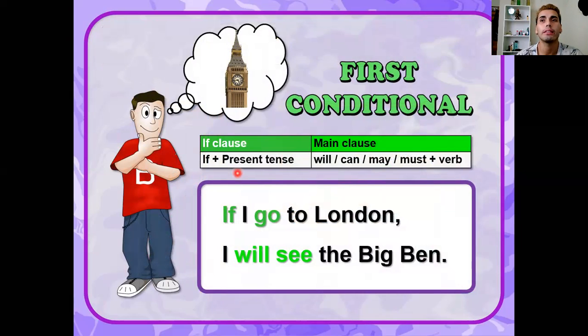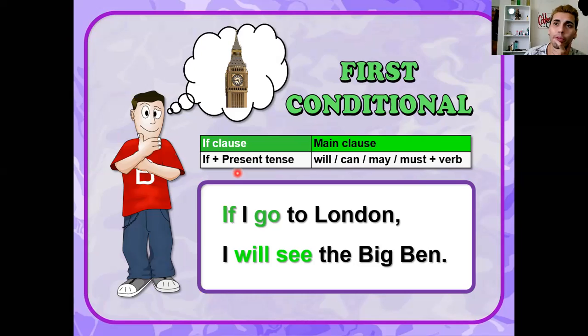First conditional, of course, it's a combination of two clauses, the if clause and the main clause. The if clause is structured like if plus a present tense. And then we have the main clause, which is will, can, may, must plus verb. In other words, we can use any auxiliary verb like will, can, may, or must plus a verb, right? And remember, whenever you start a conditional with the if clause, you always need a comma in between the two clauses. That's really important, okay?